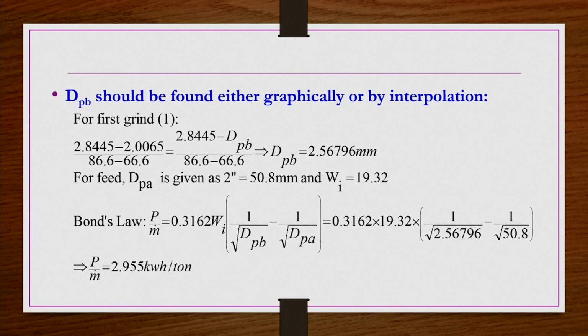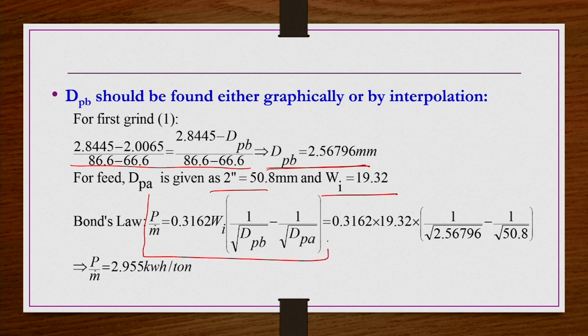For the first grind, I am doing the linear interpolation, assuming there is not much deviation. So, DPB when you do the interpolation for the first grind, you will get 2.56796 mm, and DPA is given as 2 inches, WI is given. So, once DPB is known, everything is known in this Bond's law except the P by m dot. So, that P by m dot you can find out. WI is also given as 19.32. This is DPB just now you found out, and DPA is given as feed in the problem. So, P by m dot you are going to get this one.